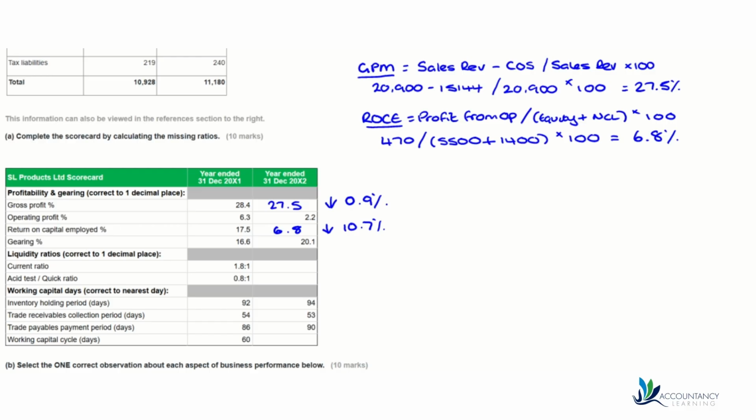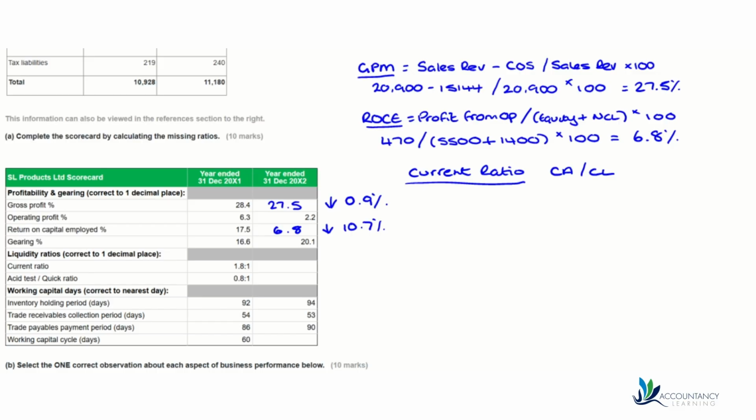The return on capital employed is a profitability ratio that shows how effectively a company is using its capital, both debt and equity, to generate profit. And due to the decline of 10.7%, this signals that the company is generating less profit for every pound of capital it has invested in the business. And it can have several negative implications.